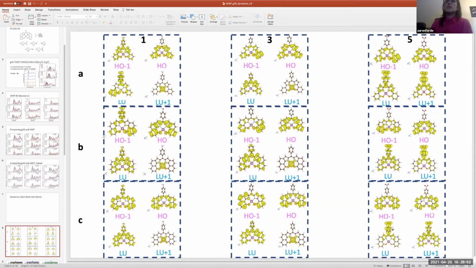Specifically for the LUMO, it seems that the withdrawing group pulls most of the orbital density away from the ring, whereas with the other functionalizations, there's still a large portion of the density localized on the conjugated part of the molecule.